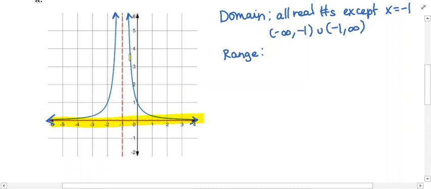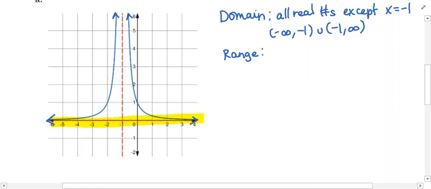And if you look at the rightmost piece in this direction, the graph gets closer and closer to the x-axis, but never touches or crosses it here. So with this horizontal asymptote, these two blue pieces are covering all the positive y values. They cover all the positive y values.